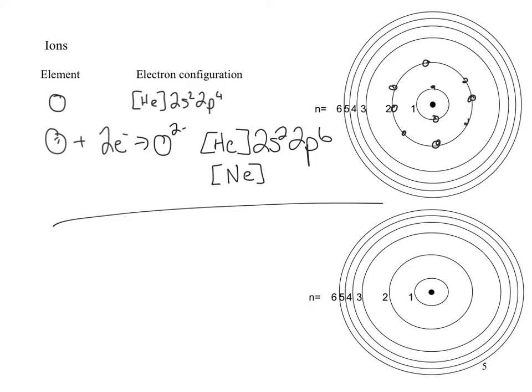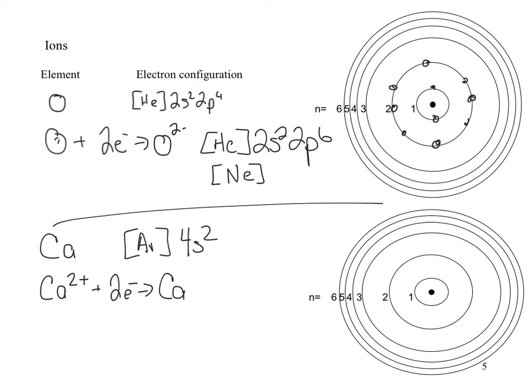Second one, let's do calcium. The electron configuration of calcium, we had it earlier, it was argon 4s2. When calcium forms an ion, it actually loses 2 electrons. So we have the calcium 2+ ion, plus 2 electrons is going to give us calcium. So it's losing 2 electrons.